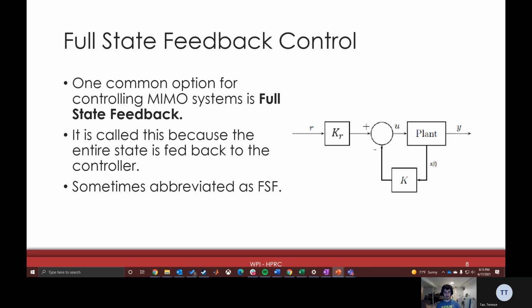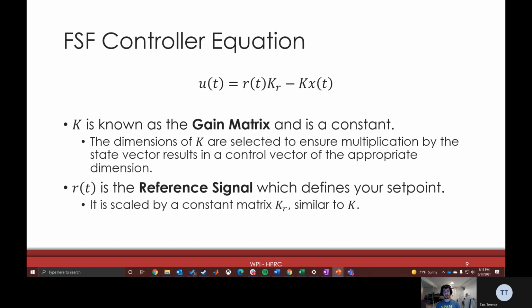To get more specific, our FSF controller equation is u of t equals r of t times Kr minus K x of t. K is known as the gain matrix, and that is a constant. The dimensions of K are such that when you multiply K by x, you get the proper dimensions of the control input. Later on, when we get to tuning FSF, K is basically like the PID constants. That's the thing that we get to decide.